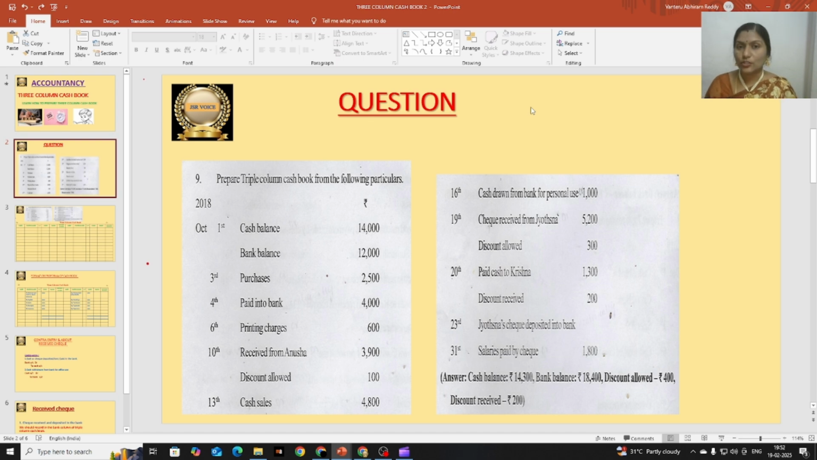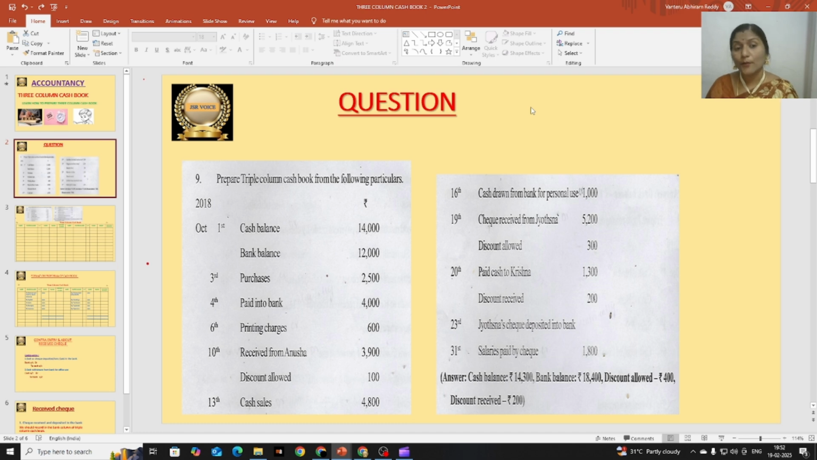So here we have one question. Prepare triple column cash book from the following particulars. Actually students, this 3-column cash book you have in the intermediate syllabus as well as in BCom. So this is useful for intermediate students, CEC and MEC students as well as for BCom students. You can learn this 3-column cash book from this video so that you can attempt this particular question in the final examination. So this is useful for both the students, Inter as well as BCom. So let us go and learn it.